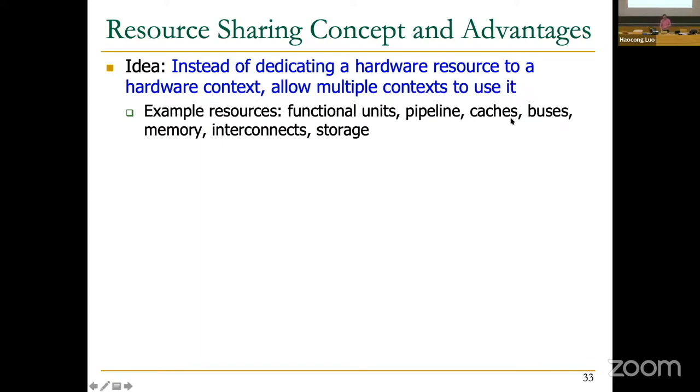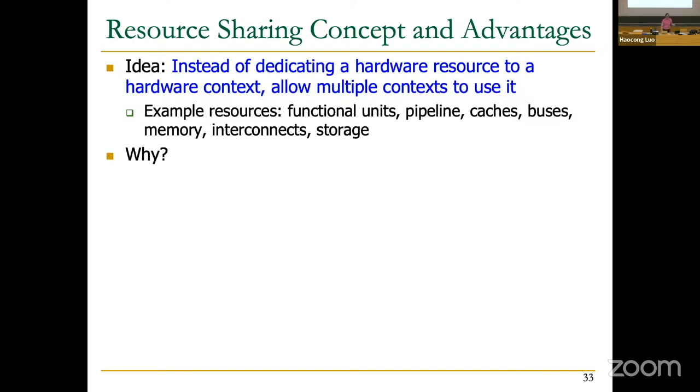It could be the caches, as we've discussed, but also it could be the buses, memory, interconnects, and storage. A lot of those actually are shared across threads because they're too expensive to replicate. Buses are expensive, memory is expensive, interconnects and storage are expensive to replicate. So you do share them across different threads. Some of the caches may not be too expensive to replicate.